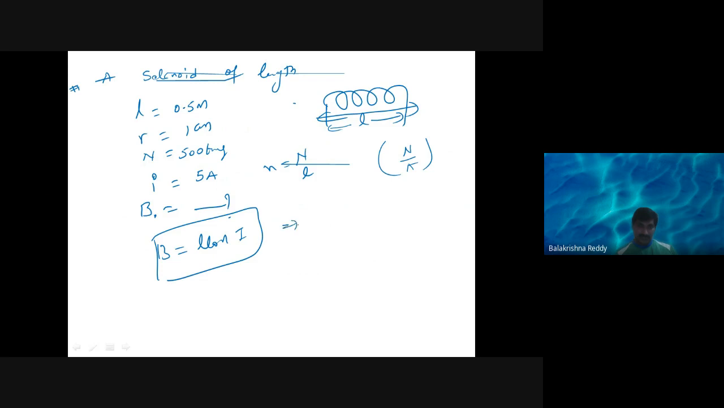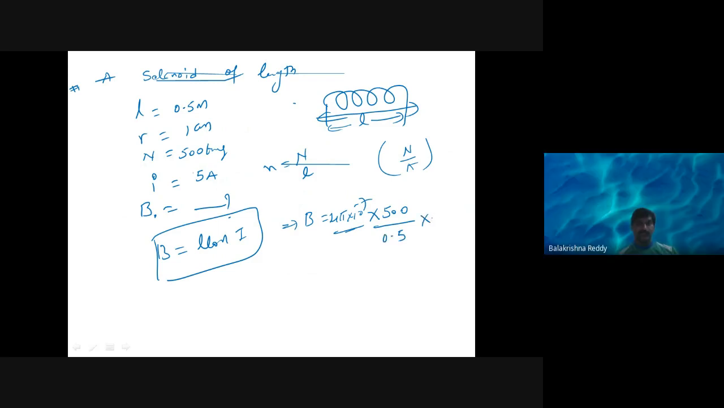So let us see how much it is. B equal to mu naught, 4 pi into 10 to the power of minus 7. This is a constant, same as in Coulomb's law, 1 by 4 pi epsilon naught is equal to 9 into 10 to the power of 9. Same here, 4 pi into 10 to the power of minus 7 is constant. Now if you substitute here, 4 pi into 10 to the power of minus 7 into N, the number of turns, 500, length is 0.5 meters.